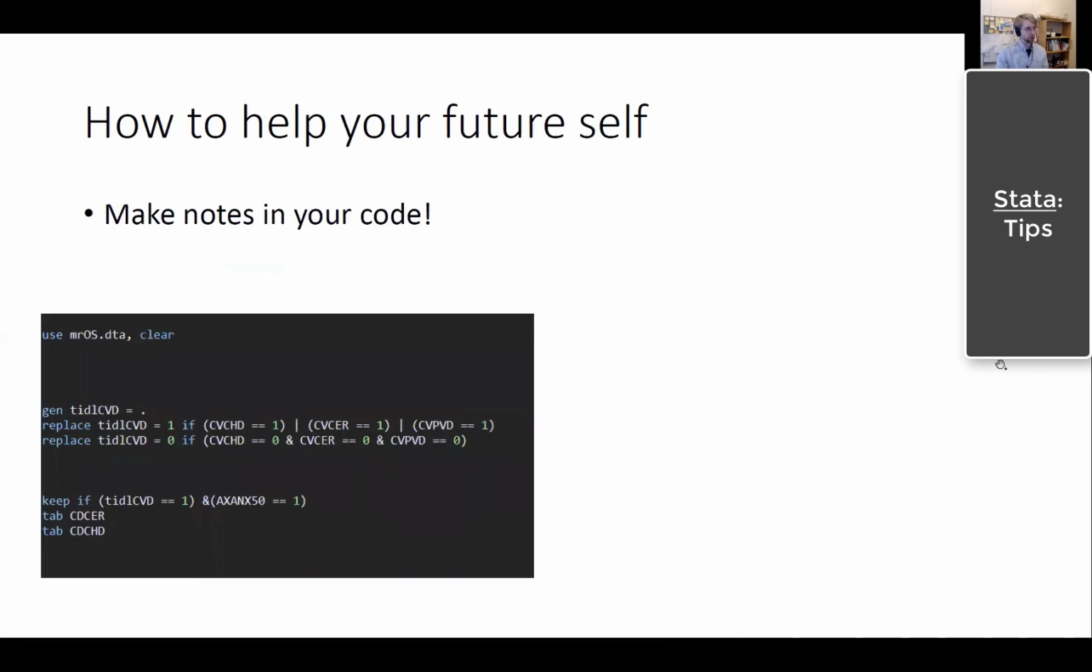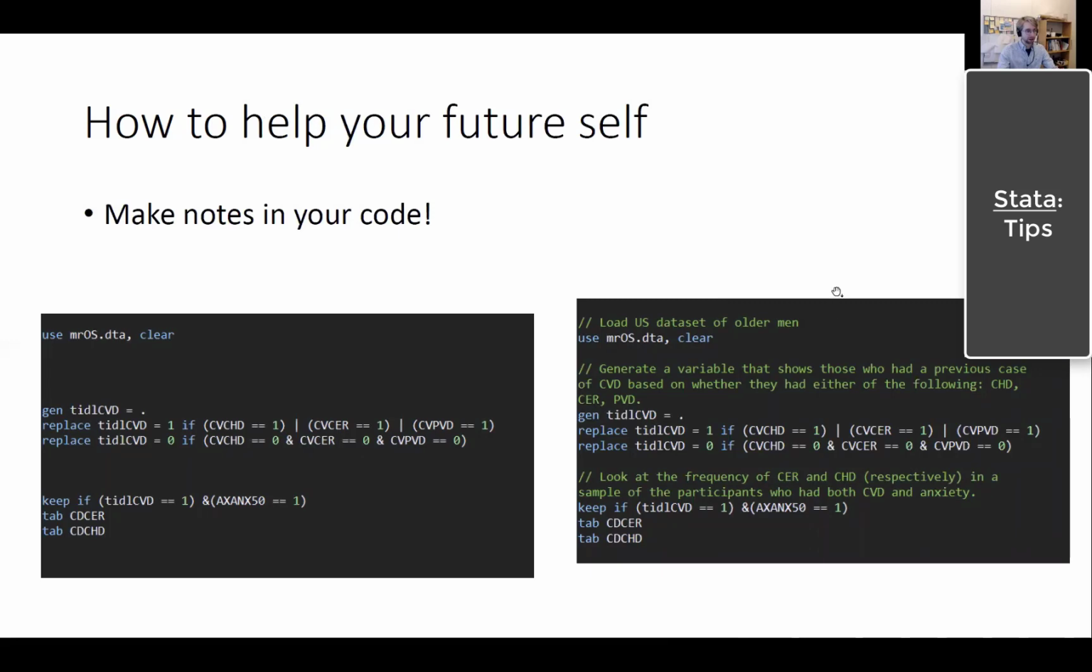And another thing I tried to show you, this is how to help your future self. You should make notes in your code. This is an example from something I did a year ago. This is not exactly clear what I did. Maybe I'll be able to get it if I look at the code long enough. But if I use these comments, then it's much easier. Now I see that what I do is I start by loading a dataset, a dataset of older men. And then I see I generate a variable that shows those who had a previous case of CVD based on whether they had either one of the following. And then I look at the frequency, respectively, in a sample of and so on. So this is invaluable.